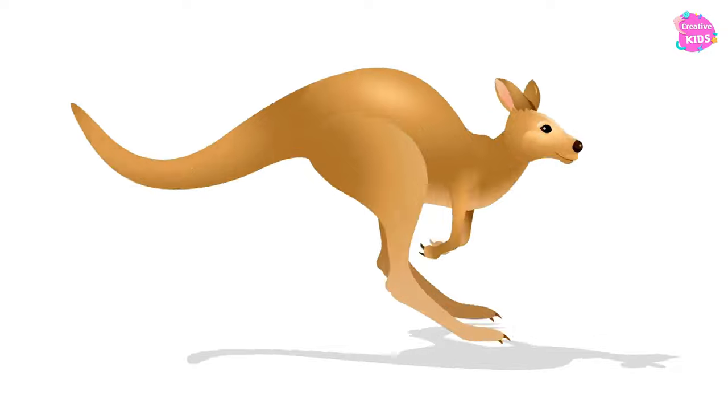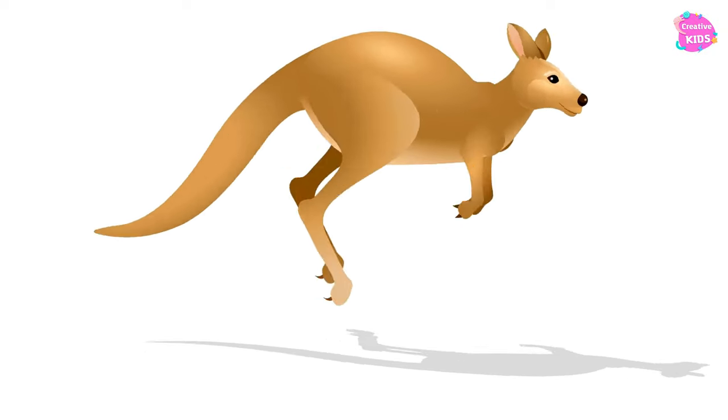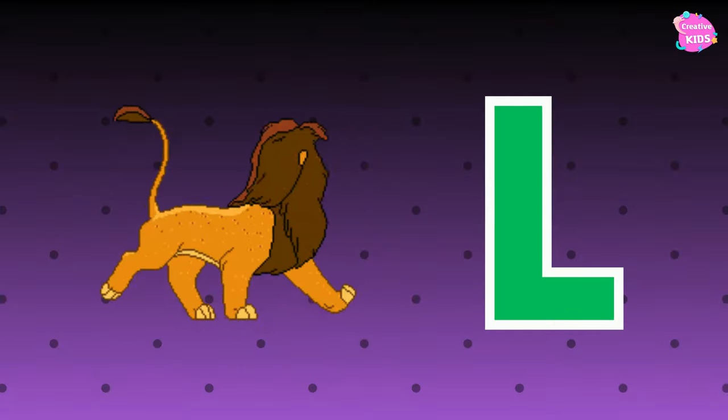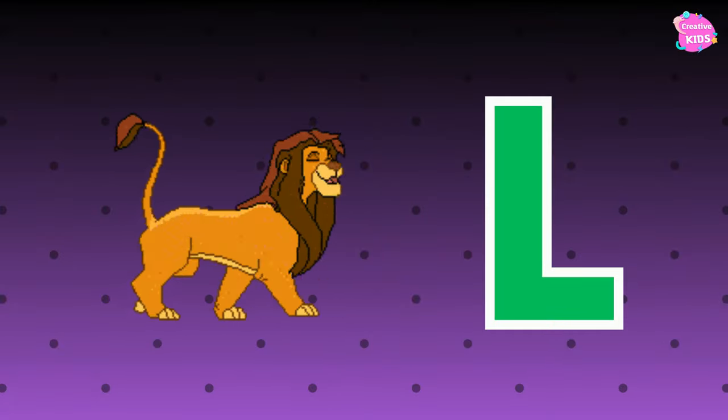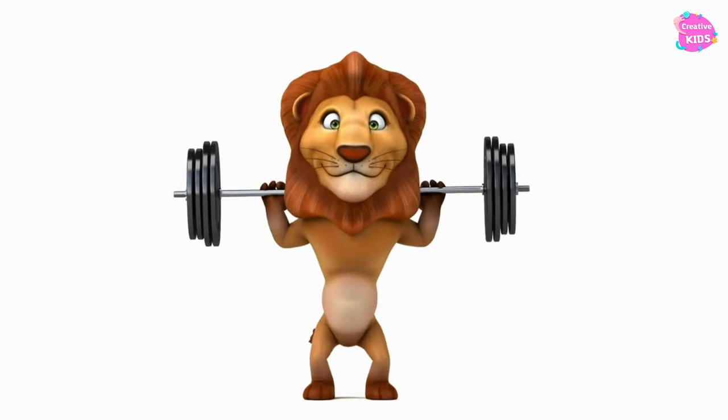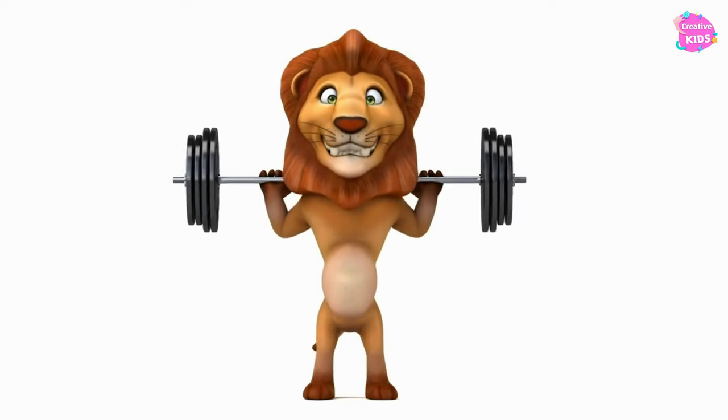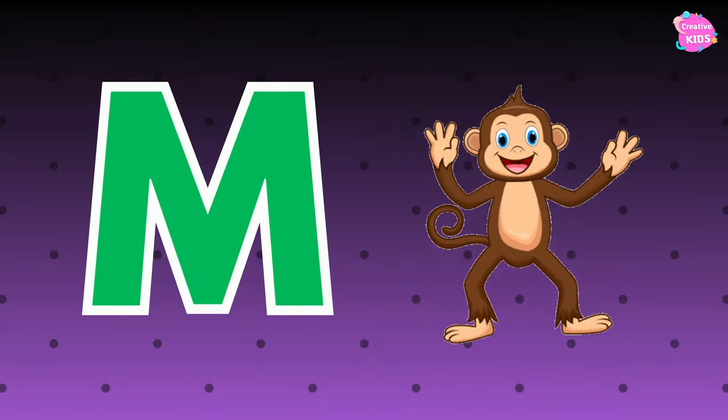Ka kangaroo. K is for kangaroo. L is for lion. La la lion. La la lion. L is for lion. M is for monkey. Ma ma monkey.